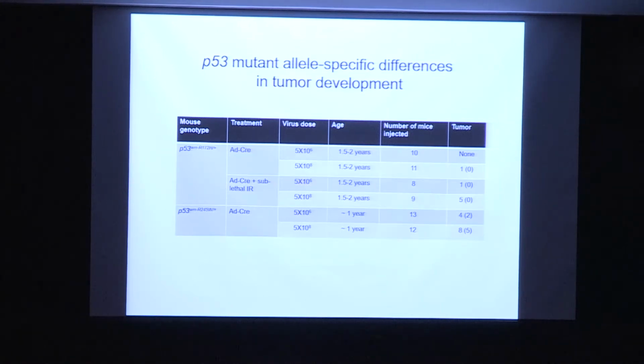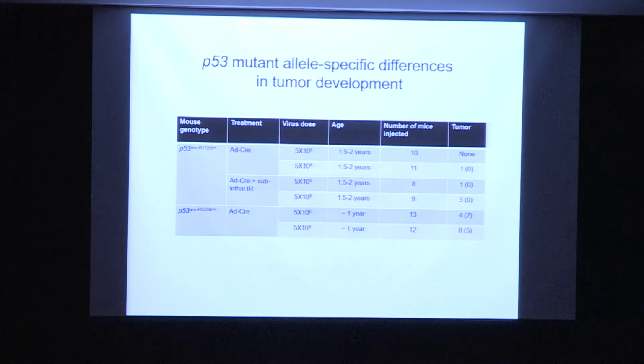Okay. Now the interesting experiment happened. So here we used the other allele, the 245 allele. Again, low and high titer, and within a year, these mice got lots of tumors. So the low titer, we had 4 tumors, and the high titer, we had 8 tumors. And the numbers in parentheses are the numbers of tumors that metastasized.